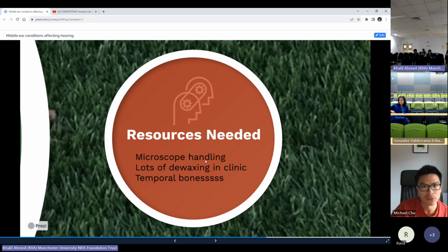Obviously, it's really important to have a microscope and be able to manipulate it. So every time you're dewaxing an ear in the clinic, you're actually practicing your microscope technique. You're practicing how to hold the instruments and how to steady your hands, not steadying yourself from your shoulder, but resting your fingers on the edge of the ear, so that you're only using the small muscles of your hand. And that takes a lot of tremor away.